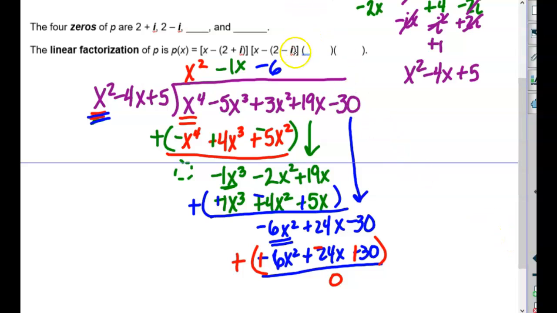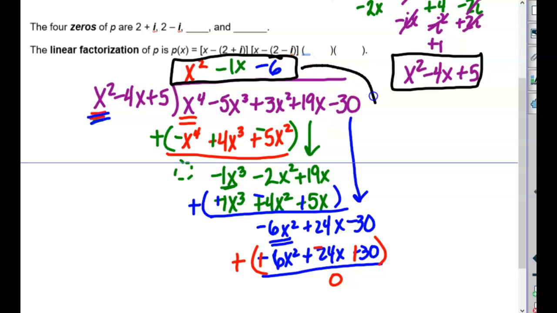So what we just did was we said this times this would give us this great polynomial we started with. Well, can we factor just a little bit further this one? X squared minus x minus 6. Anybody know how that factors?